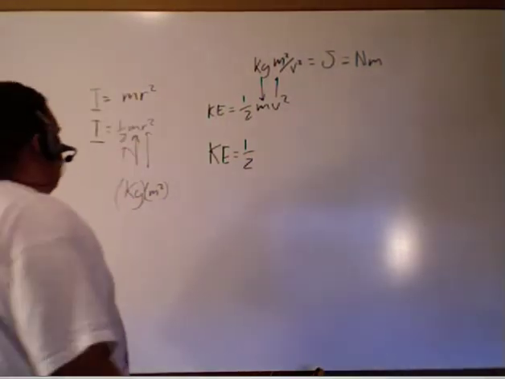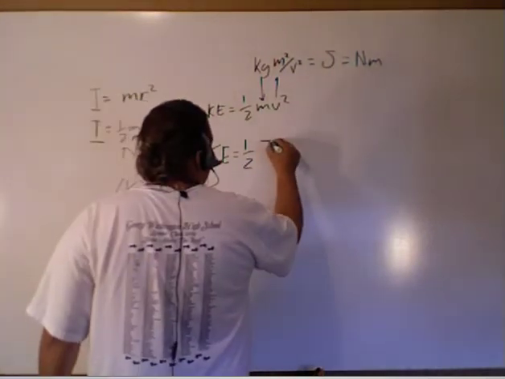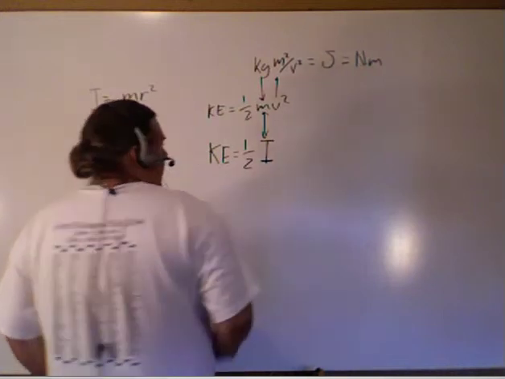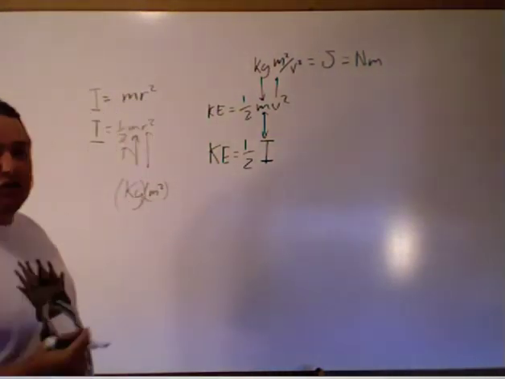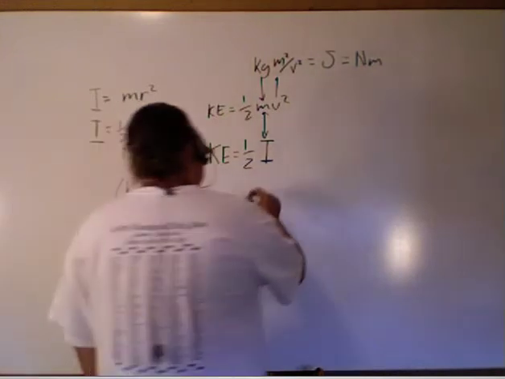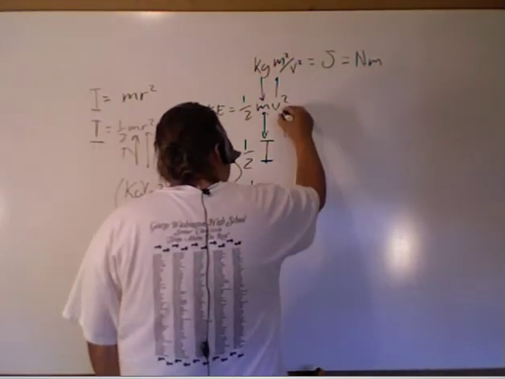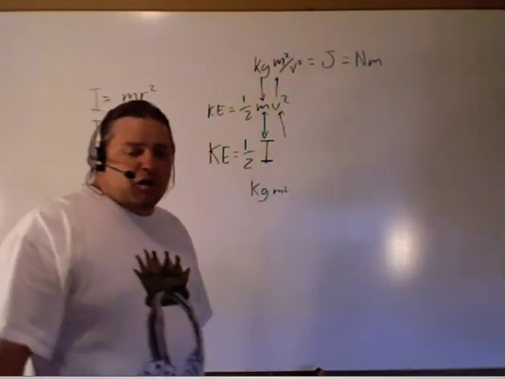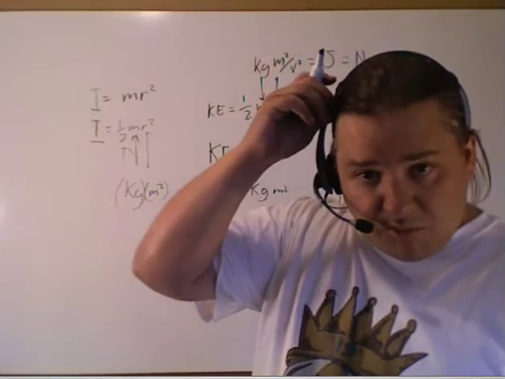So I need rotational inertia to replace m. Okay, but that has the wrong units. That has kilograms meters squared. Well, fortunately enough, if we look at v squared, which is going to be meters per second squared, so it's going to be meters squared per second squared.